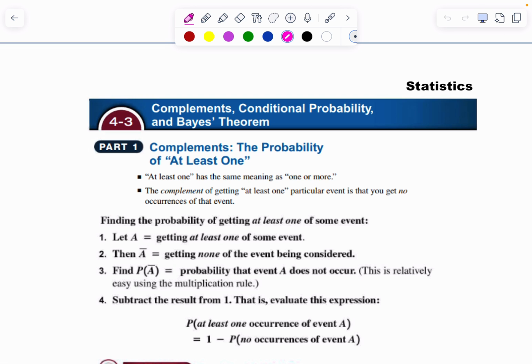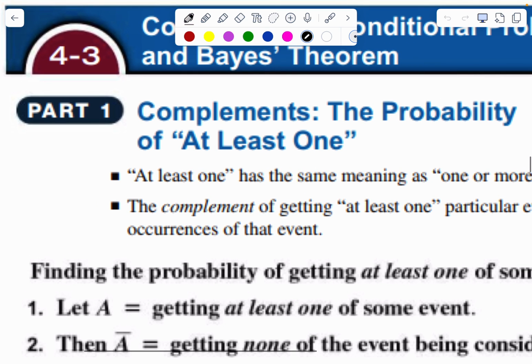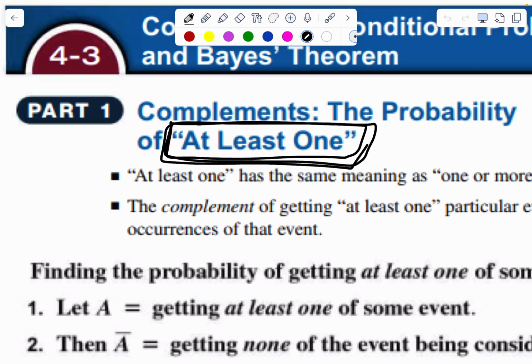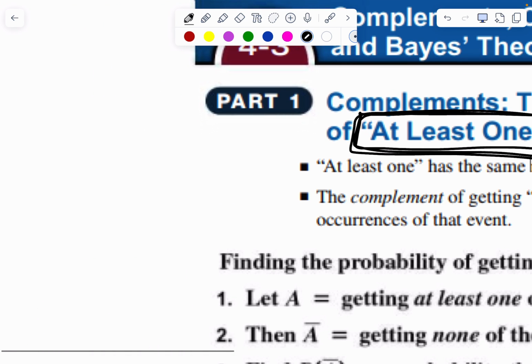For 3, we have the probability of at least 1. I'm going to talk about this for like the next 15 minutes. This is a huge concept, and it's a little bit hard to understand. All right, are you buckled up? Are you ready? At least 1. Okay, at least 1. Finding the probability of at least 1. All right, here we go.